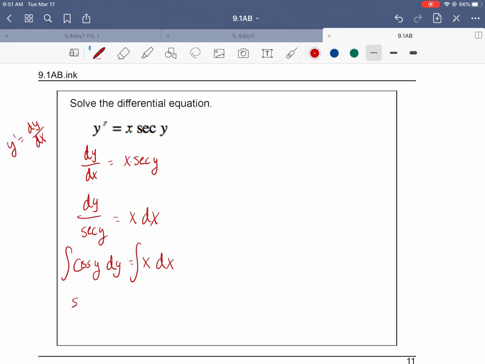So the integral of cosine y becomes sine y, and x becomes x squared divided by 2 plus c. Final step, isolate my y. In order to undo a sine, I need a sine inverse. So y is equal to sine inverse of the entire quantity, x squared over 2 plus c.